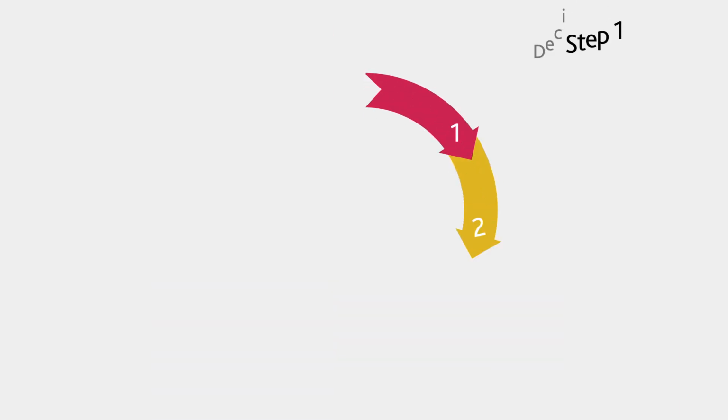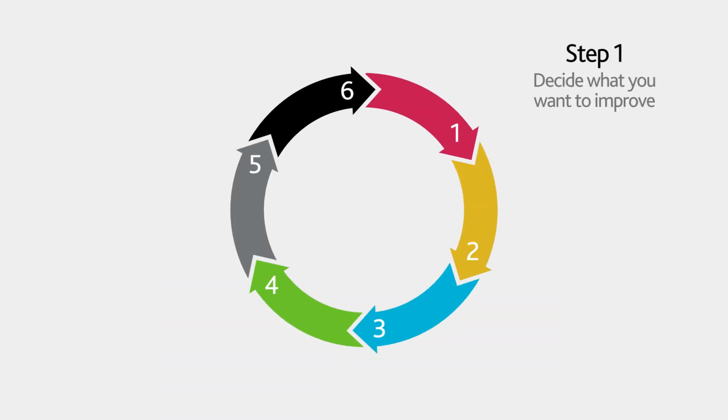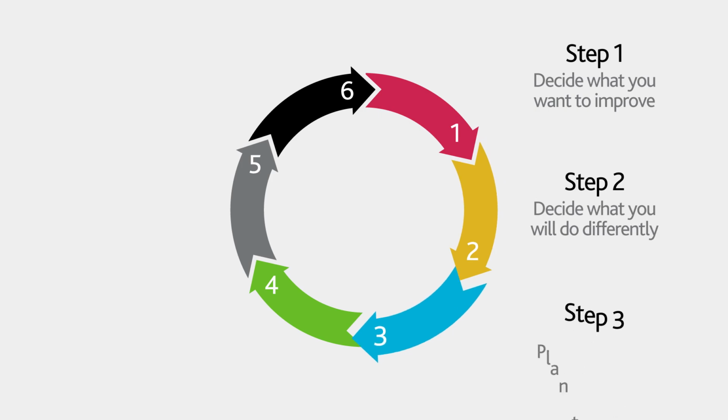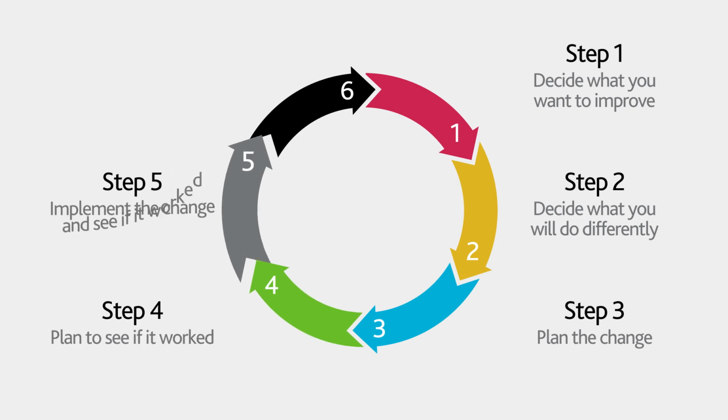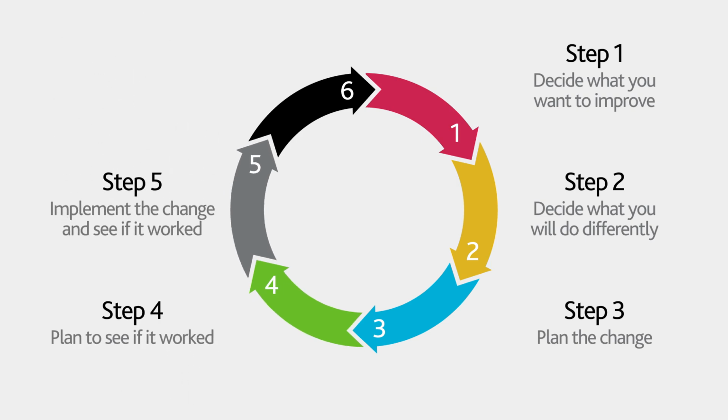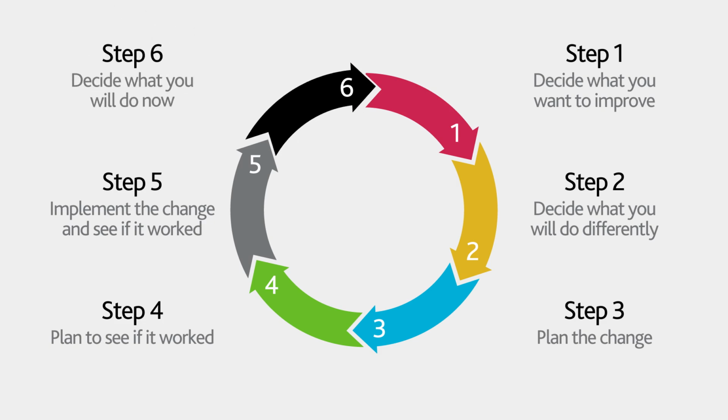This improvement cycle can help you to make evidence-informed decisions in your classroom, implement changes, and understand the impact of the changes you make. Step 1. Decide what you want to improve. Step 2. Decide what you will do differently. Step 3. Plan the change. Step 4. Plan to see if it worked. Step 5. Implement the change and see if it worked. Step 6. Decide what you will do now.